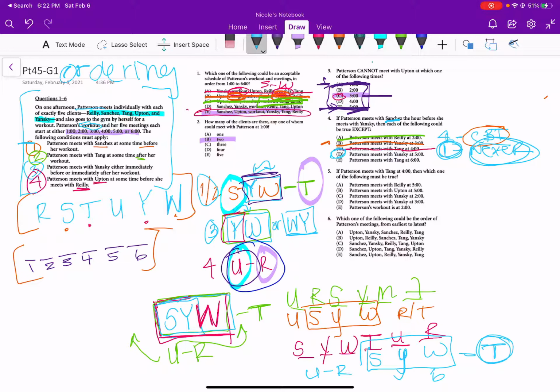But just to show us why E works as well, so 1, 2, 3, 4, 5, 6. P works with T at 6. So it doesn't really matter how we fill in our block. This, honestly, is just to show you 2 different examples of how it could be true. You do not need to do this on the test. But we could put S, Y, W here, or we could put S, Y, W here, and then it would be U, R, U, R. So this could be true. So it's not E, which leaves us with D.